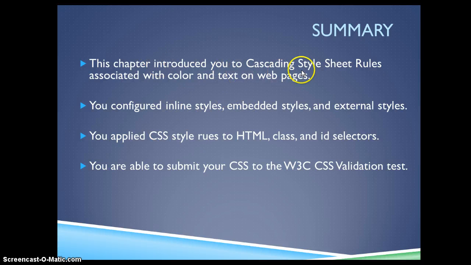So we learned what cascading style sheets are, how to configure inline, embedded, and external style sheets, how to apply the rules, and how to submit a CSS file to validation like you did your HTML. Now I'm going to make up some individual videos showing some individual CSS files, and you need to look at each one of those as an example, and then you'll need to apply that to your pages for this particular chapter. This ends part 3.